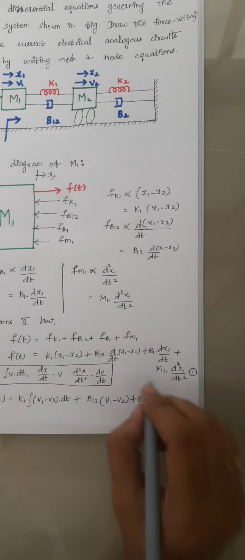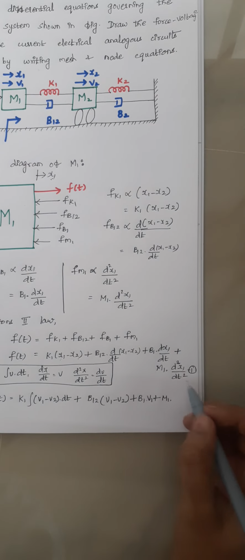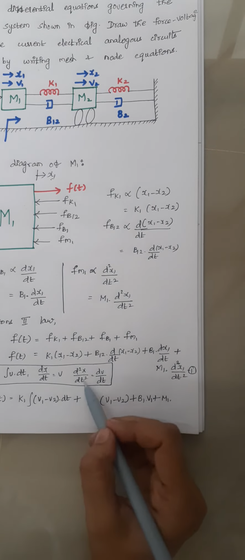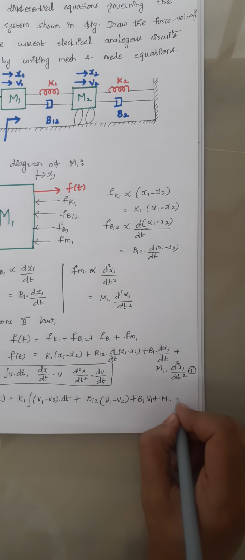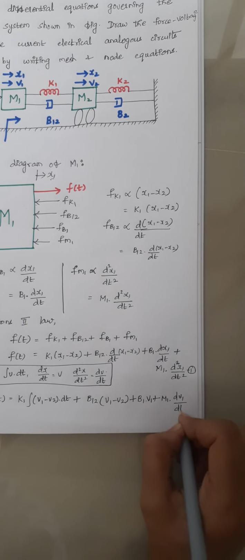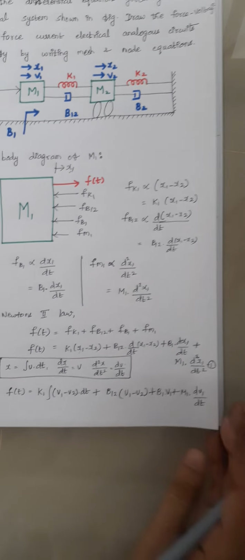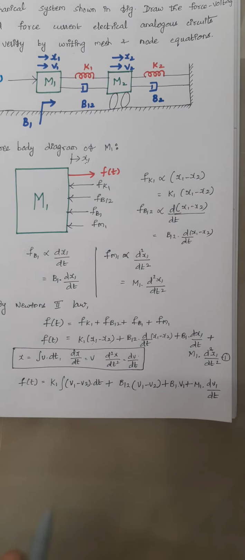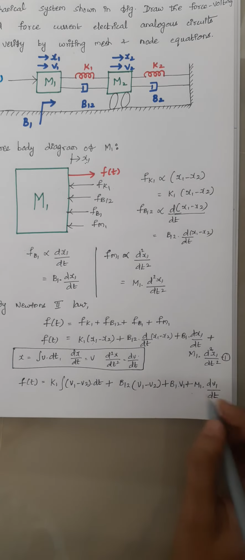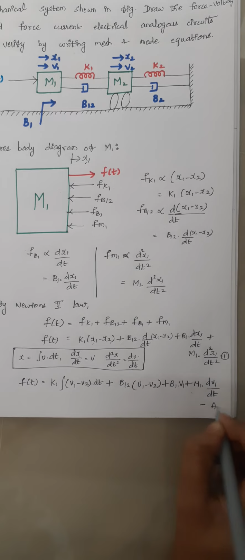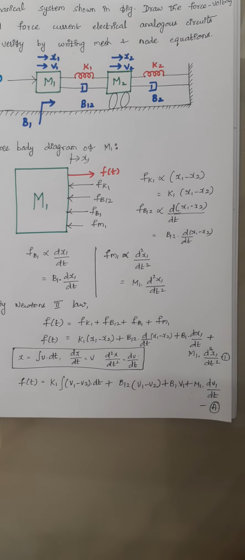And the last one is m1. So m1 into d square x by dt square can be written as dv by dt, right? So here I am writing it as dv1 by dt. Clear? So this is the differential equation in terms of velocity. Okay, just name this equation as equation number A, right?